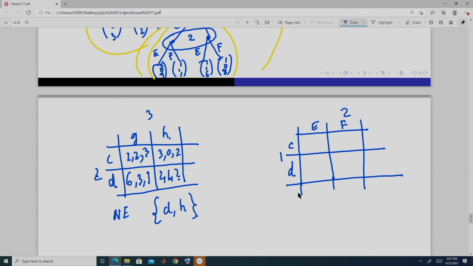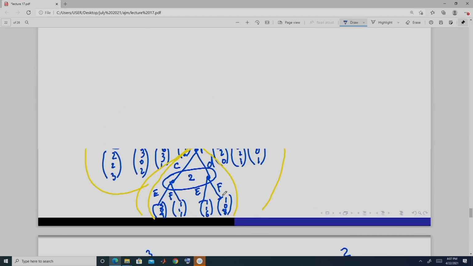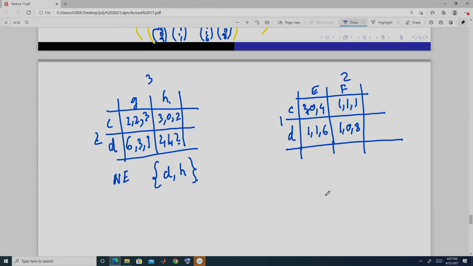Okay, and the payoffs are... you can look at the payoffs from here, it will be like this. Here, if player 1 plays C, player 2 is going to play F because 1 is greater than 0. If it plays F, player 1 is going to be indifferent between these two, but if it plays D, player 2 is going to play E.